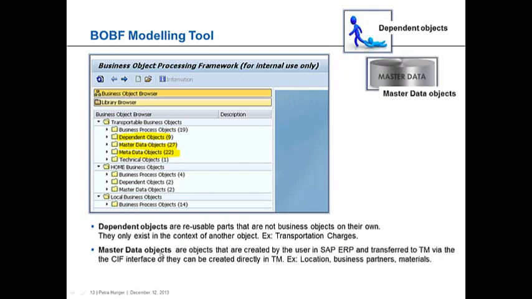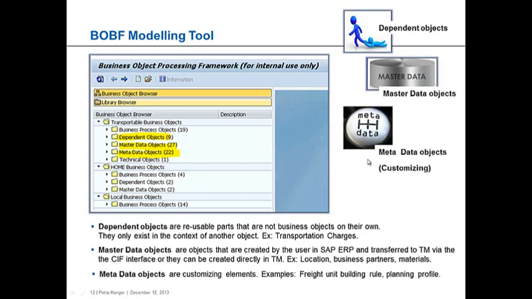Then you have master data objects. These objects are created by the user in the SAP ERP system, for example the customers, and then they are transferred to TM via the CIF interface, or you can create them directly in TM. Examples of master data objects are locations, business partners, and materials.